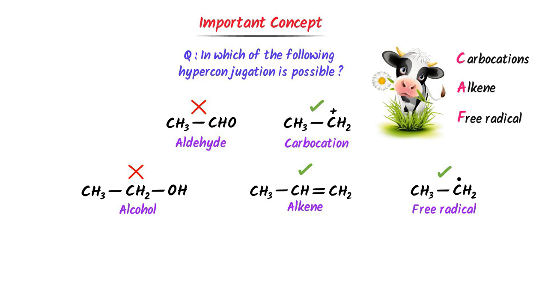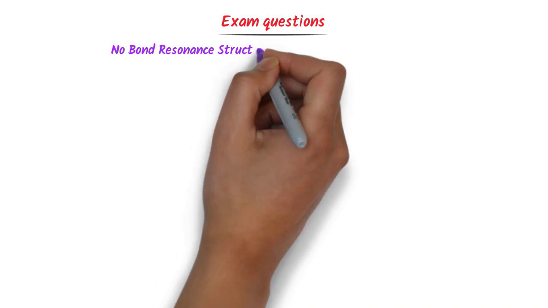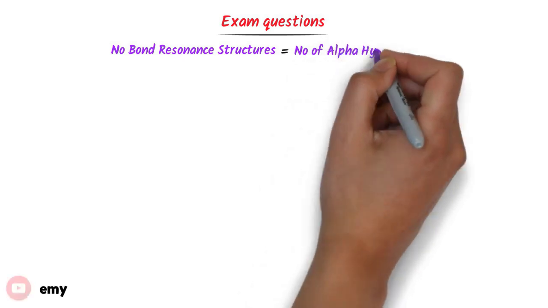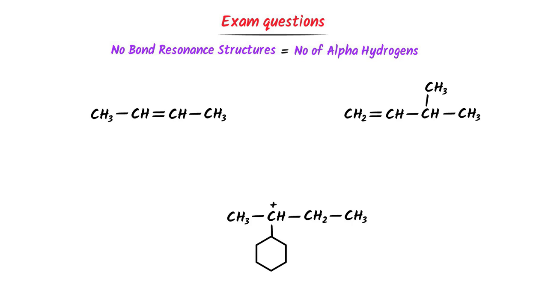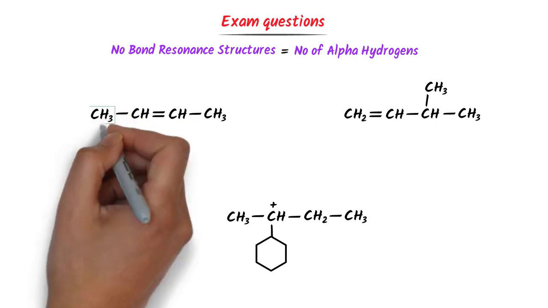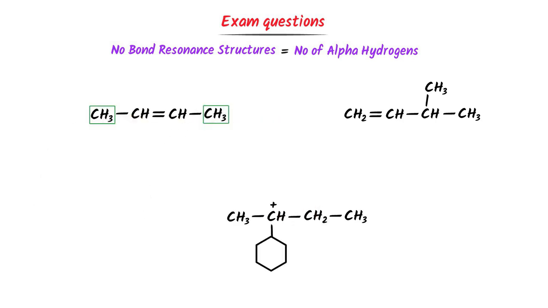Finally, let me teach you a super easy trick to solve exam questions of hyperconjugation. Well, remember that the number of no bond resonance structures is equal to the number of alpha hydrogens. For example, consider these organic compounds. Find the number of no bond resonance structures. Well, in the first case, this is an alpha carbon and this is also an alpha carbon. 3 alpha hydrogens and 3 alpha hydrogens. There are a total of 6 alpha hydrogens. Hence, a total of 6 no bond resonance structures are possible.